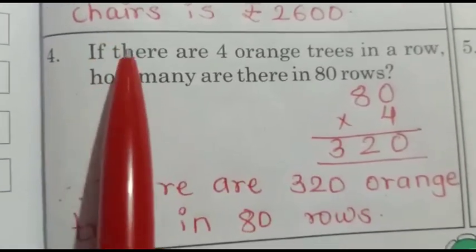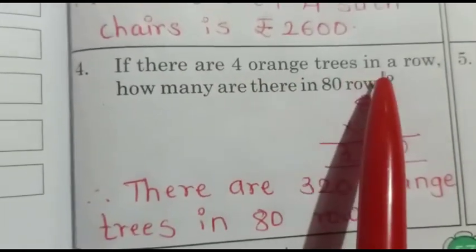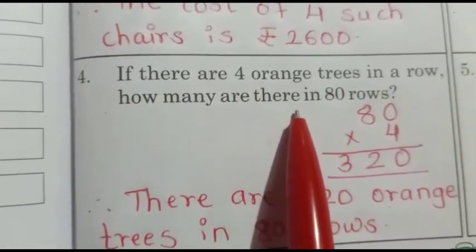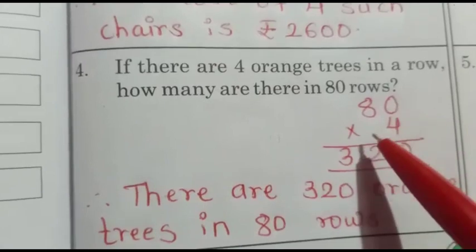Okay, what they have told: if there are 4 orange trees in a row, how many are there in 80 rows? So what we did, 80 multiplied by 4.